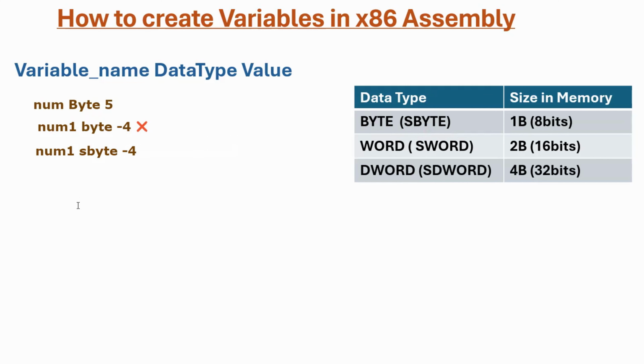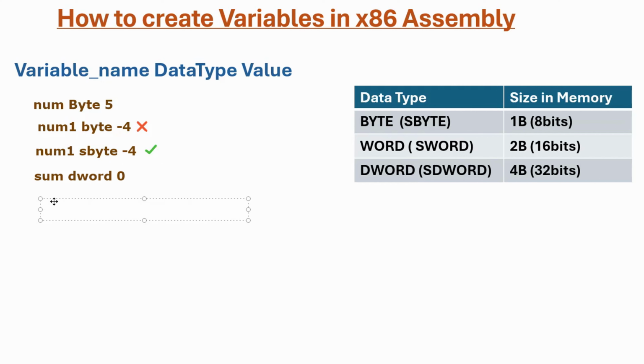So what do you think? Is it correct or wrong now? This is correct. Similarly, you can use any data type. Usually in x86 assembly, most of the registers are 32 bits, so most commonly you will see dword, double word, or sdword, signed double word, if you want to work with integers. Let's say the variable name is sum, the data type is dword, and its value is 0. So this is a correct statement.